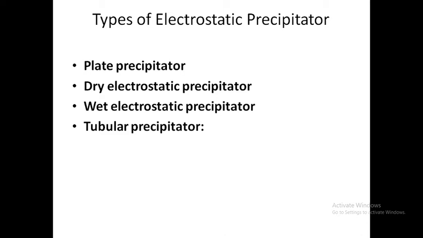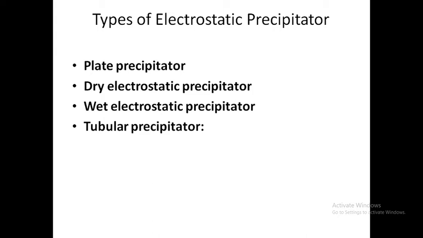These ionized particles are then diverted towards the grounded plate using electrostatic force. The particles get collected on the collection plate. They are removed from the air stream. This is the plate precipitator.